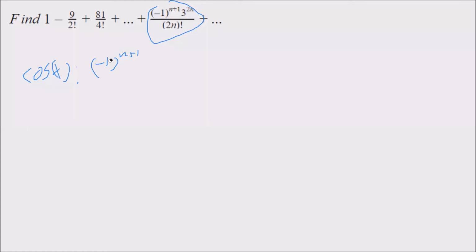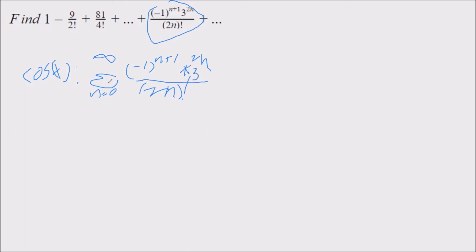Actually, let me make this a bit more formal. Okay, so the general term is -1 to the power of n plus 1 times x to the power of 2n over 2n factorial. And of course, this may look similar to the general term above, except that this x is actually replaced with a 3, meaning that this over here, this function cosine of x, is actually cosine of 3. And that is the answer to our infinite series up above.